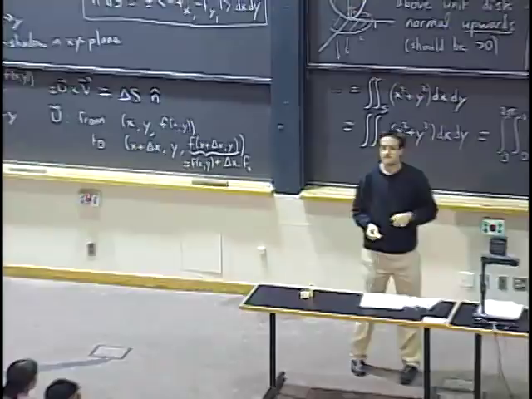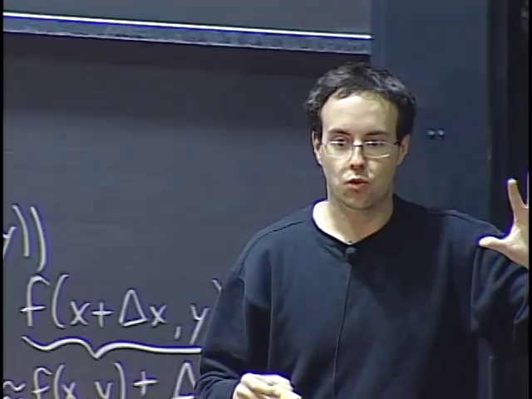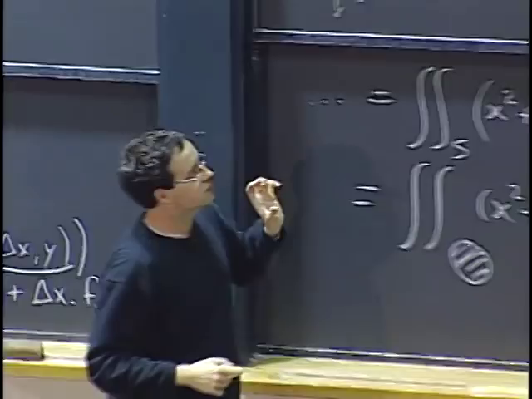Which k hat? Oh, you mean the vector field. Well, it's a different part of the story, okay? Whenever you do a surface integral for flux, you have two parts of the story. One is the vector field whose flux you're taking. The other one is the surface through which you will be taking flux. So the vector field only comes in as this f in the notation.